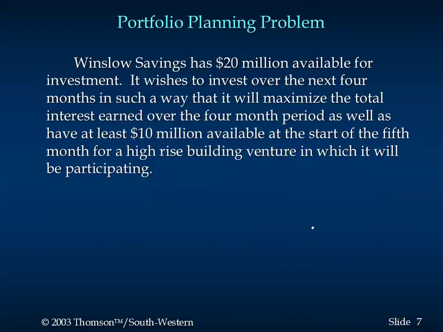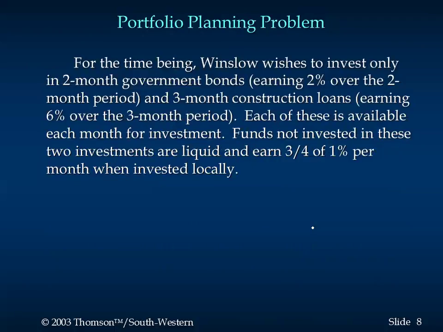So it wishes to invest over the next 4 months in such a way that it can maximize the total interest earned over the 4-month period, as well as have at least $10 million available at the start of the 5th month for a high-rise building venture in which it will be participating. So we want to invest this money in different avenues. What are the avenues available to us?